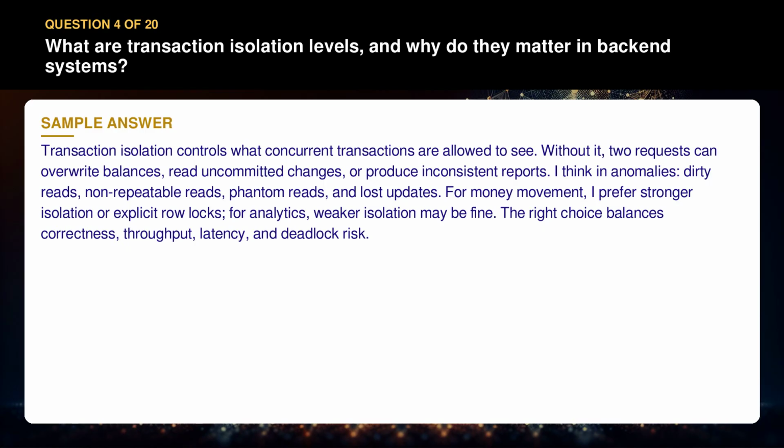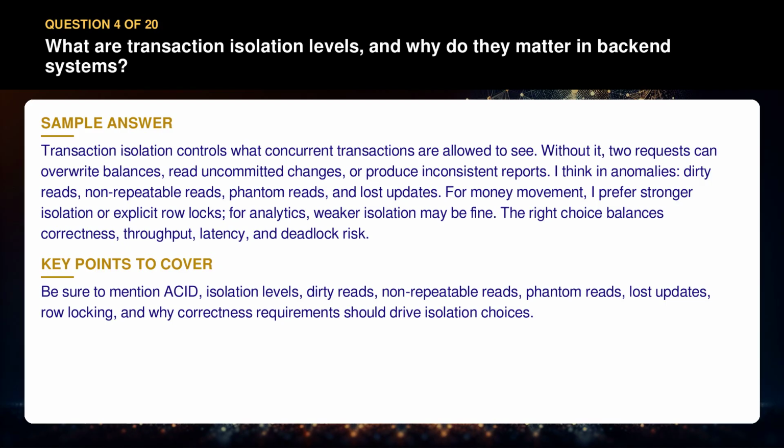For money movement, I prefer stronger isolation or explicit row locks. For analytics, weaker isolation may be fine. The right choice balances correctness, throughput, latency, and deadlock risk. Be sure to mention ACID, isolation levels, dirty reads, non-repeatable reads, phantom reads, lost updates, row locking, and why correctness requirements should drive isolation choices.